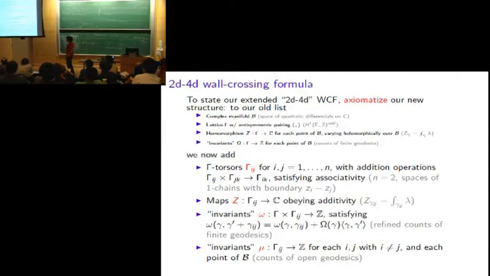So little omega depends on a capital gamma and a gamma ij. But morally, it has essentially the same information as capital omega. It satisfies some shift property. So the dependence on this gamma ij really just introduces one new number. But these things contain the information of the capital omega. And then there are these new invariants, mu, which are counting the open geodesics. OK. So that's the abstract data of the 2D-4D formula.